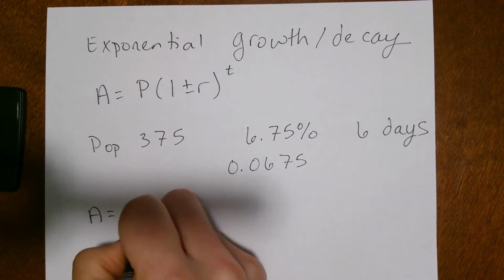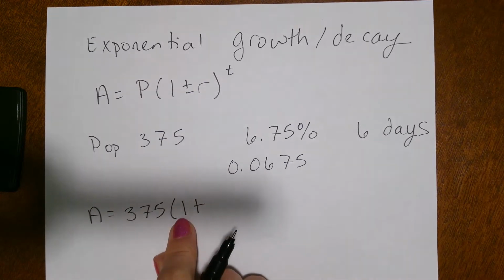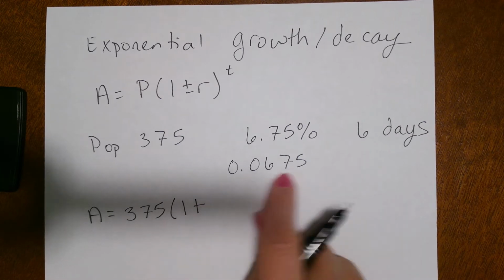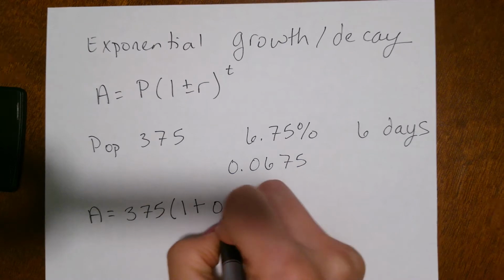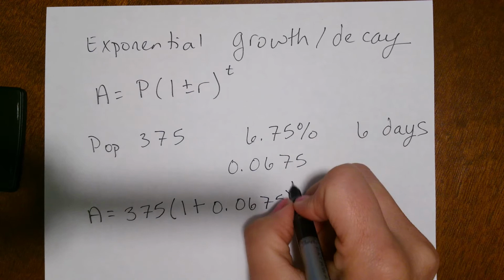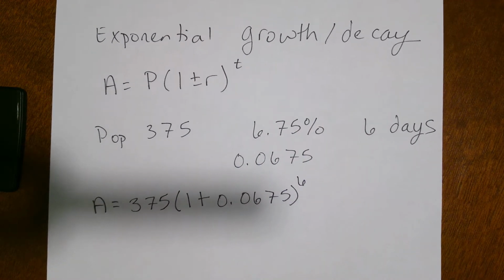My initial population is 375. I'll have 1 plus, so 1 is representing your initial value, 100%, plus the increase, 0.0675, and T is my time relevant to the problem. It was in days, and I want 6 days. Definitely I'm going to use a calculator to plug these values in. So I have 375 times (1 plus 0.0675), all raised to the 6th power.